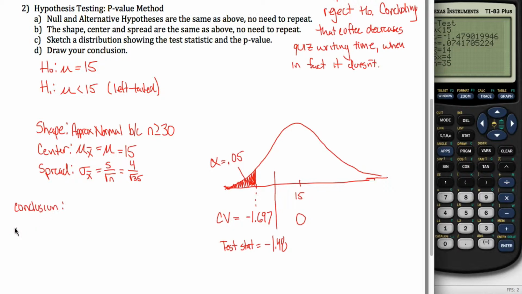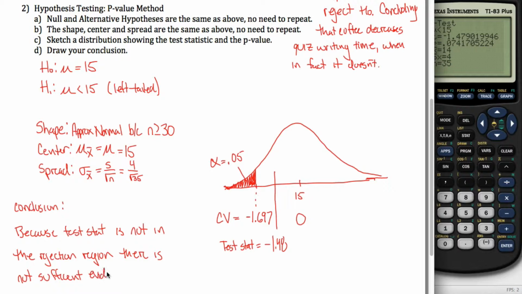So my conclusion would be: because my test statistic, which is this negative 1.48, is not in the rejection region, and it's not in the rejection region because to be in the rejection region it has to be further negative than negative 1.697, and it's not, because my test statistic is not in the rejection region, there is not sufficient evidence to reject the null hypothesis.